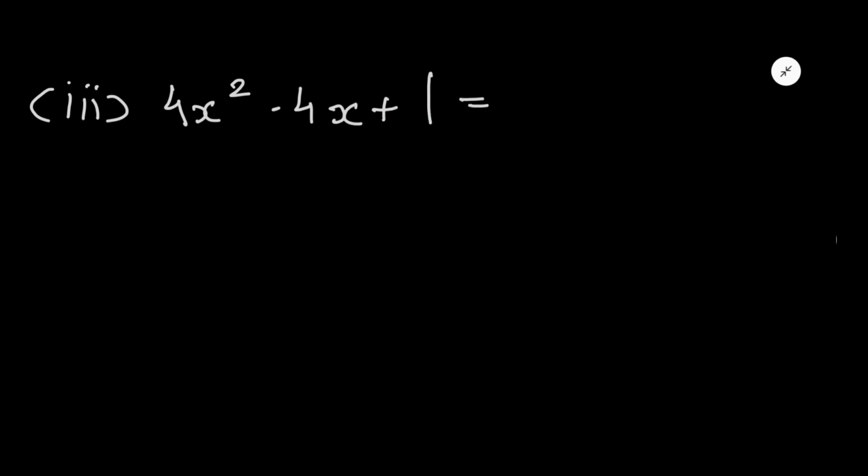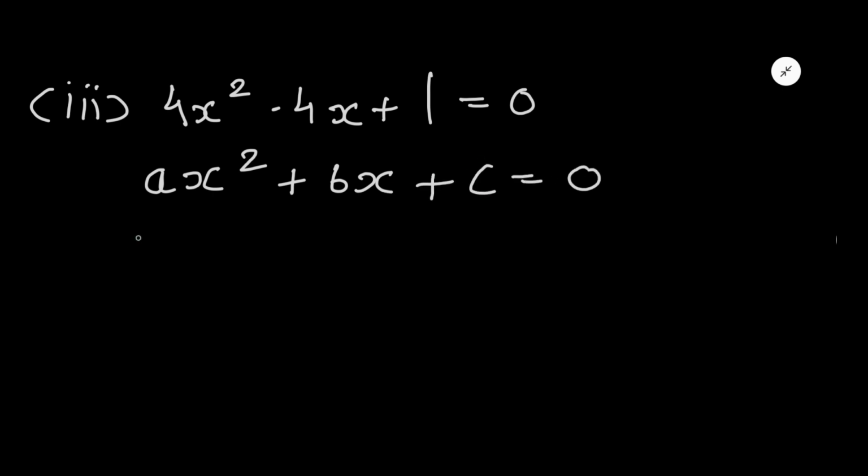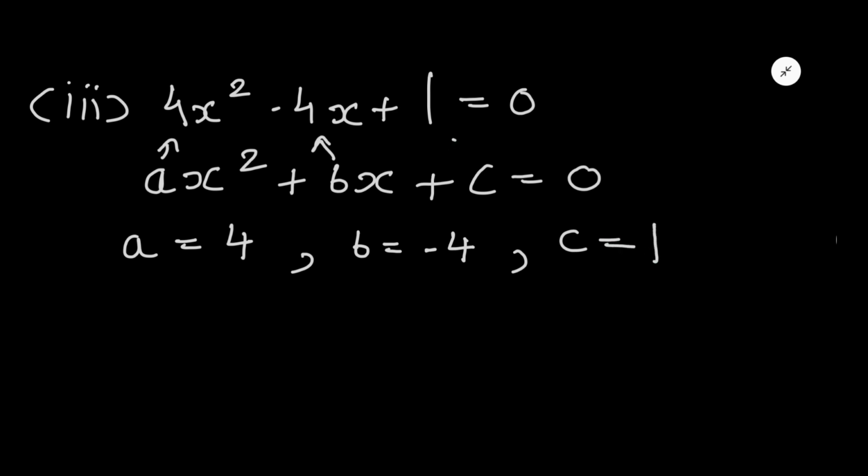Let's solve one more example, which is 4x square minus 4x plus 1 is equal to 0. So if we compare this equation with the general quadratic equation, which is ax square plus bx plus c is equal to 0, a is equal to 4, b is equal to minus 4, and c is equal to 1.